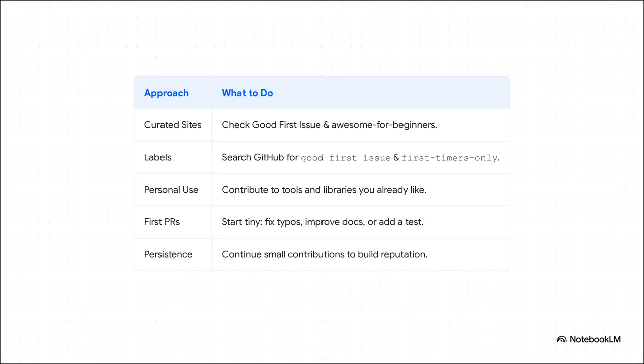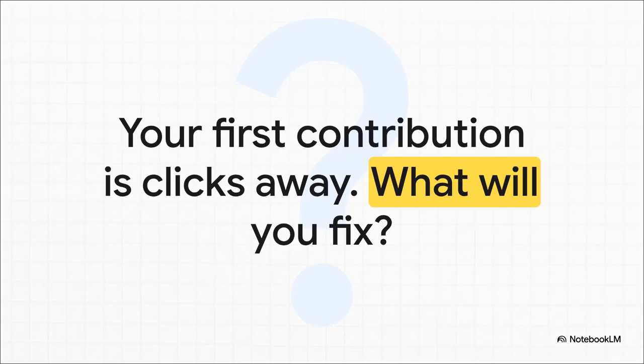So let's just boil it all down into a final cheat sheet. Use those curated sites and GitHub labels to hunt for opportunities. Definitely look at the tools you already use. And for that first PR, start small. Fixing a typo in the documentation absolutely counts and is a fantastic way to start. From there, it's just about persistence. Keep making those small contributions. They add up.